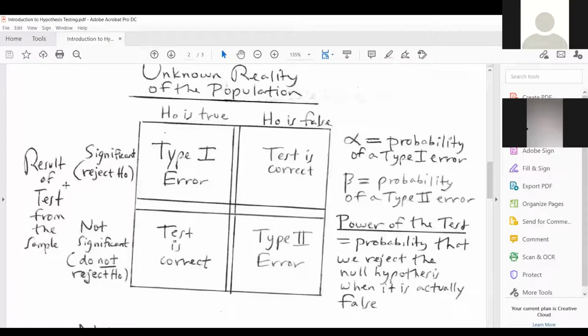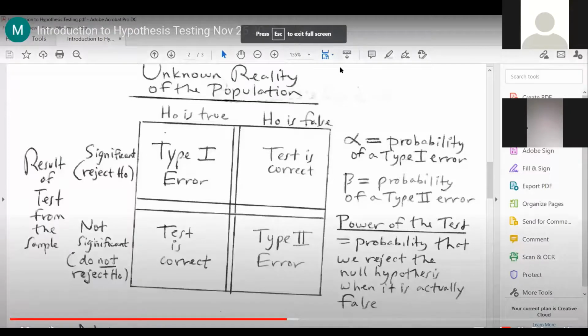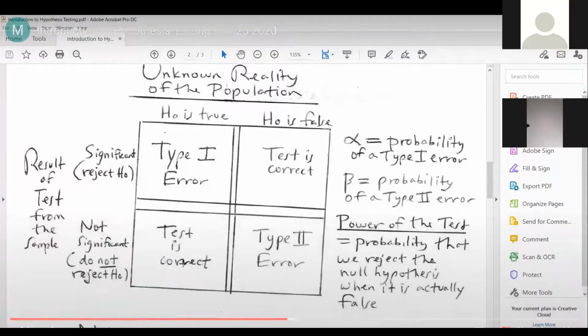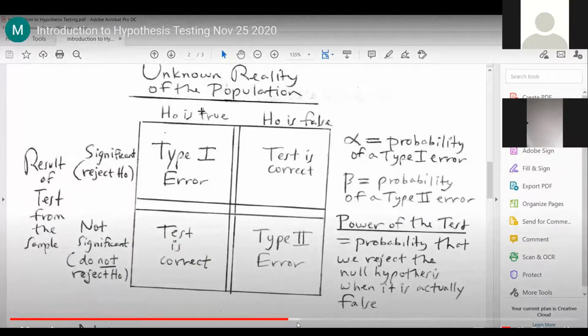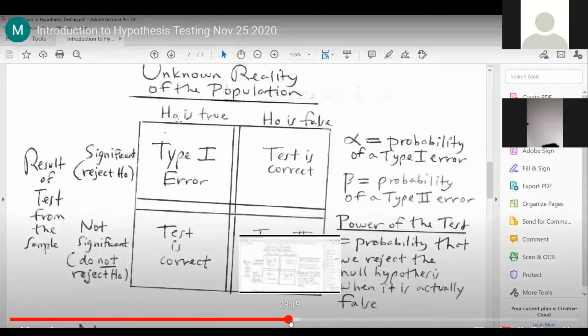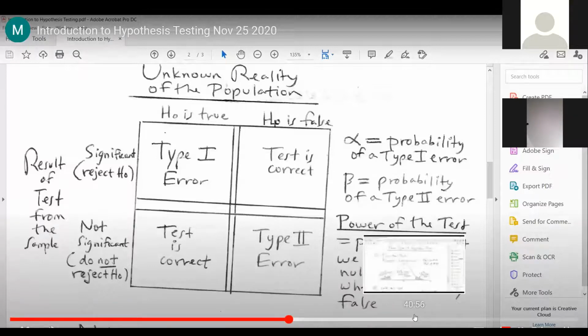Along the left here is the result of the statistical test. We're either going to reject the null hypothesis from the data, or we're not going to reject the null hypothesis. Up here, along these columns, is the actual unknown reality. In reality, either the null hypothesis is true or it's not true. Simple as that.